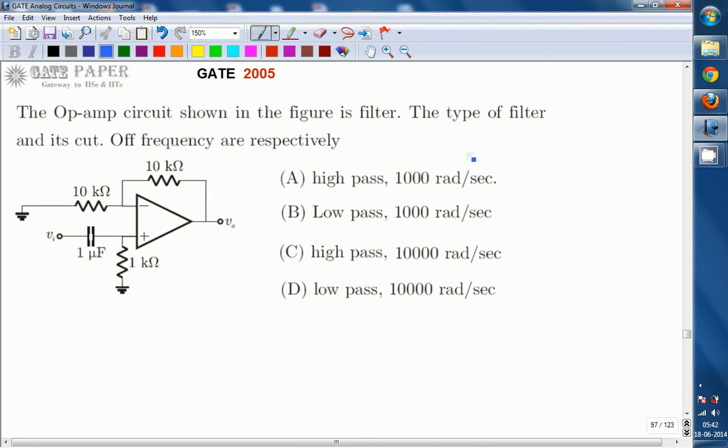Hello, we are discussing the GATE 2005 ECE paper, and the question is related to analog circuits. Look at the circuit diagram shown. The op-amp circuit shown in the figure is a filter. The type of filter and its cutoff frequency are respectively? What is the filter implemented by the given circuit and what is the cutoff frequency?